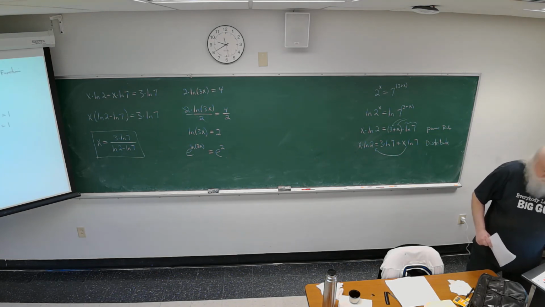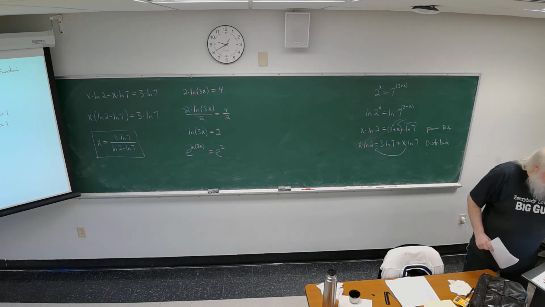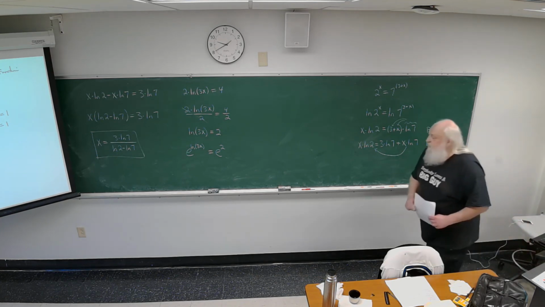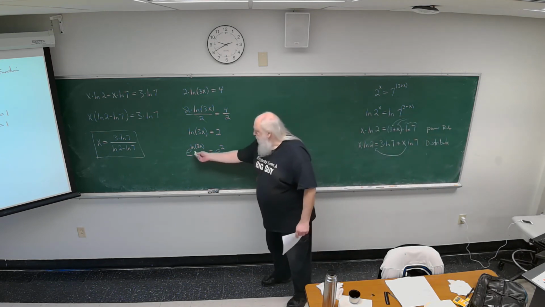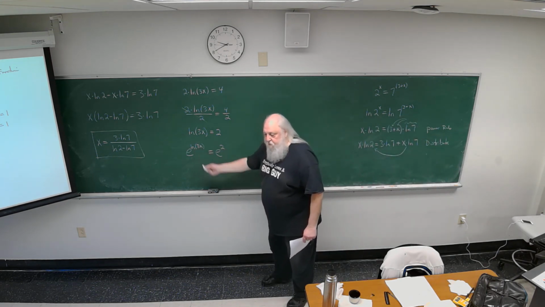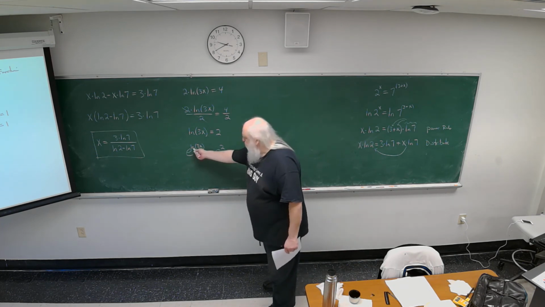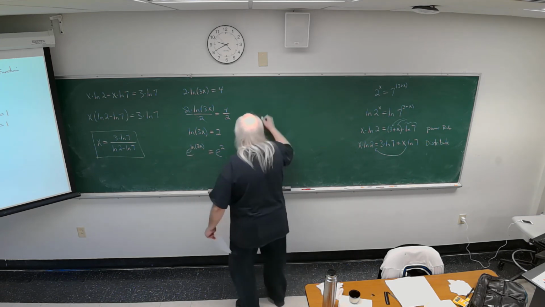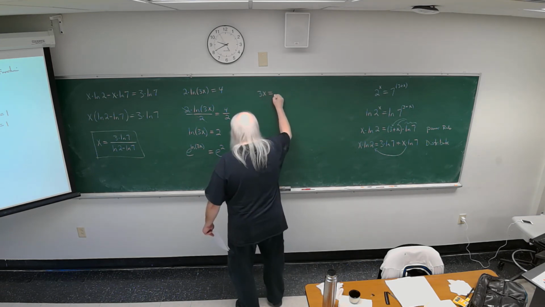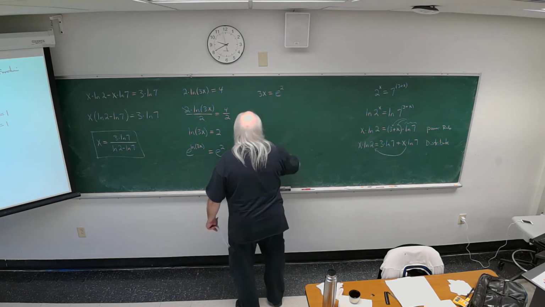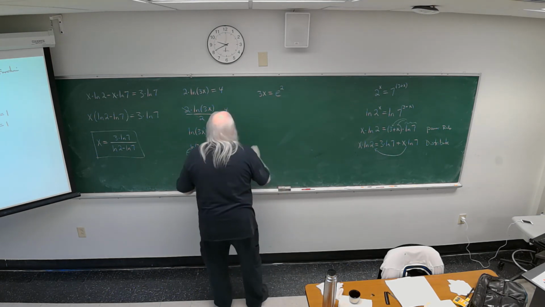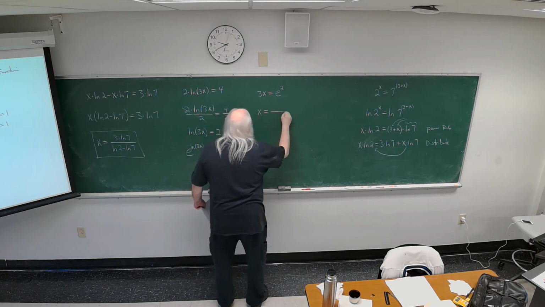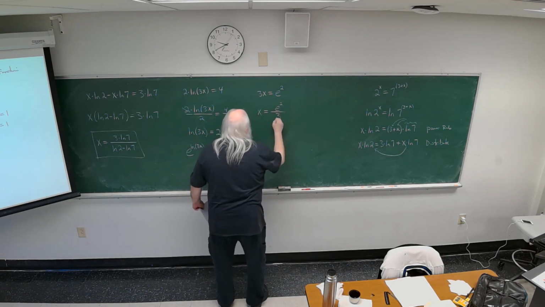Property 4 of the natural logarithm function says e raised to the natural log of x is just x. So on the left, e raised to the natural log of 3x is just equal to 3x. The natural exponential function and natural log function are inverse functions of each other. They cancel each other, and we're left with 3x on the left equal to e squared on the right. And now we divide both sides by 3 to get x is equal to e squared over 3.